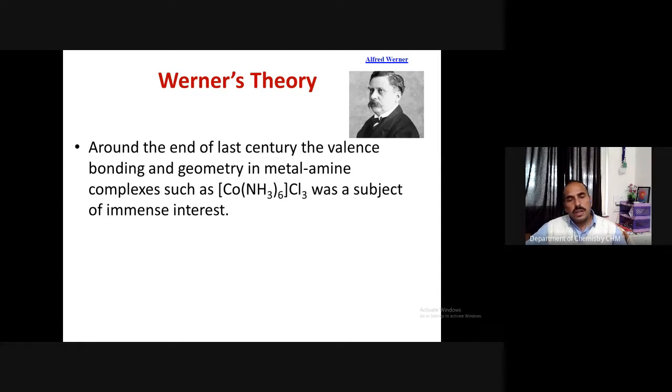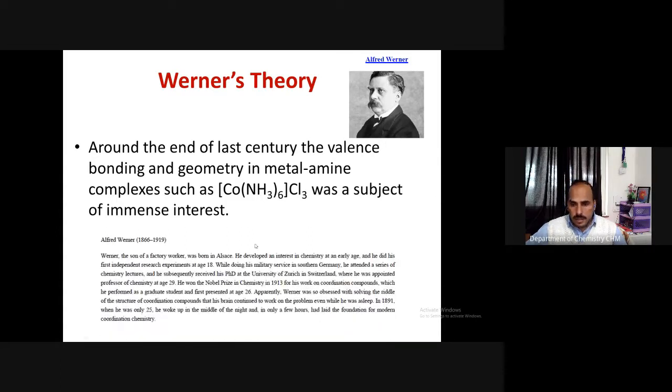Some people were taking a lot of interest in this subject, like Alfred Werner, one of them. In fact, he was taking so much interest that I can just read a part of this sentence: he was a son of a factory worker, and at the age of 18, he started his chemistry research. So that tells how interested he was in explaining the properties of transition metal complexes.